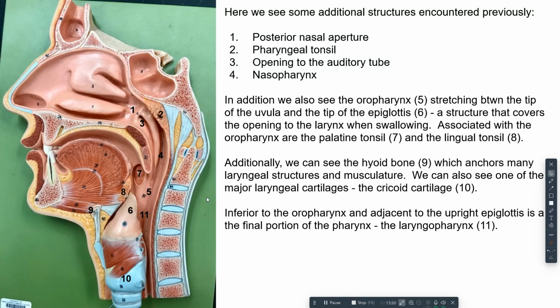I got some other respiratory and laryngeal structures. So for example, this is a respiratory laryngeal cartilage right here. This guy is called the cricoid cartilage, number 10. I also see my hyoid bone, number 9 here as well.